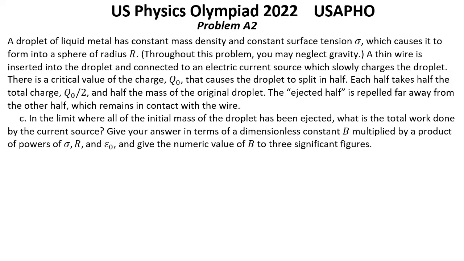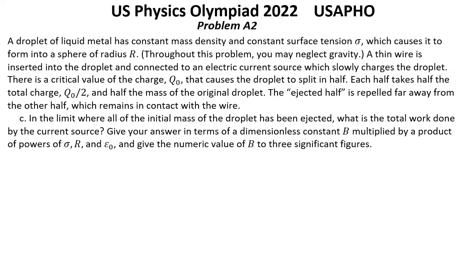Solution for question C. In the limit where all of the initial mass of the droplet has been ejected, what is the total work done by the current source? Give your answer in terms of a dimensionless constant b multiplied by a product of powers of sigma, R and epsilon 0, and give the numeric value of b to 3 significant figures.